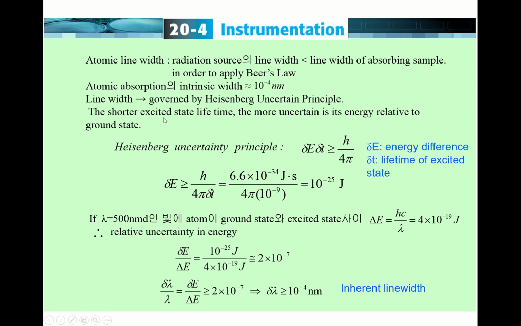Very fortunately, the intrinsic line width of atomic absorption is about 10 to the minus 4 nanometers. Wow, this is very, very narrow. But there are several mechanisms for broadening of a line width. Actually, the smaller the line width the better. Line width is governed by the Heisenberg uncertainty principle.